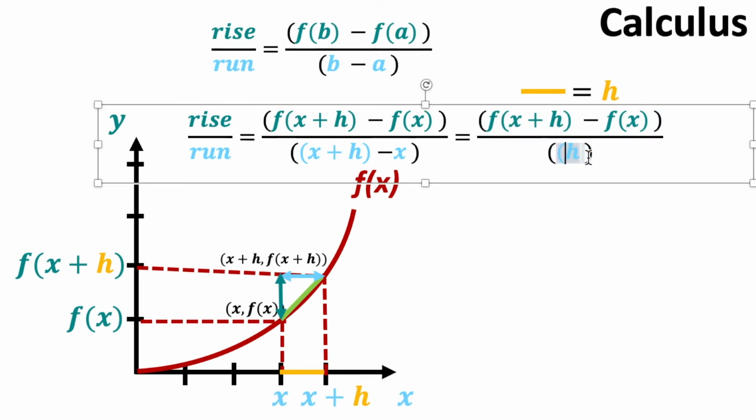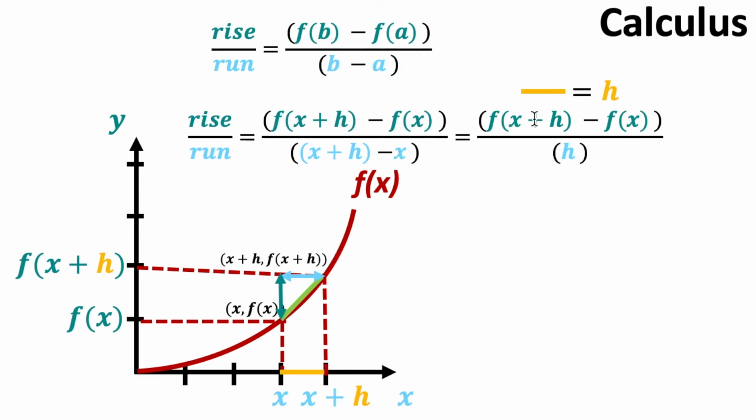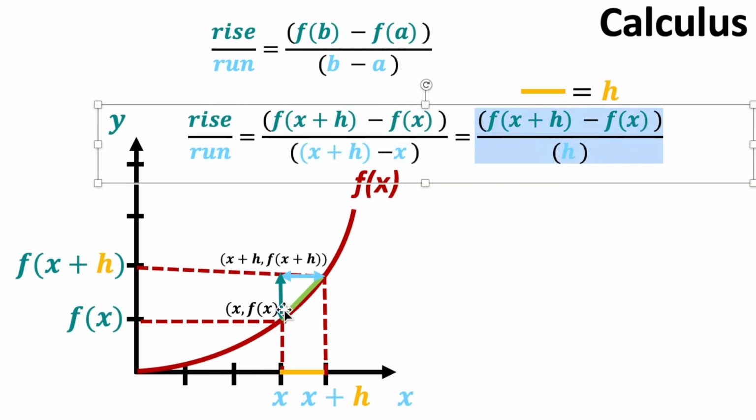So we have just h at the bottom. So this is our final equation. This is the equation for the gradient of the straight line between the 2 points that we made up on this line. But now do you see how this is just an approximation, right? This is not exactly what we wanted, because we wanted the gradient exactly at this point right here, not between the two. We just wanted it at one point.